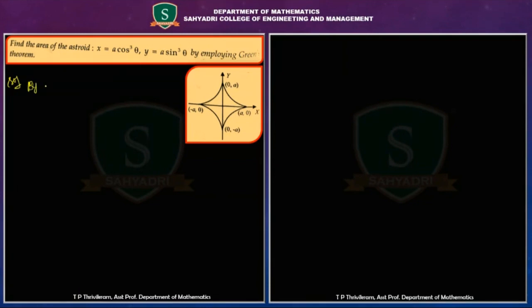By Green's theorem in a plane, we'll write the previous formula, that is, double integral over a region R of dx dy is equal to 1 by 2 integral of x dy minus y dx. So this one is equal to half into, here he has given the x value and y value, just substitute it directly.